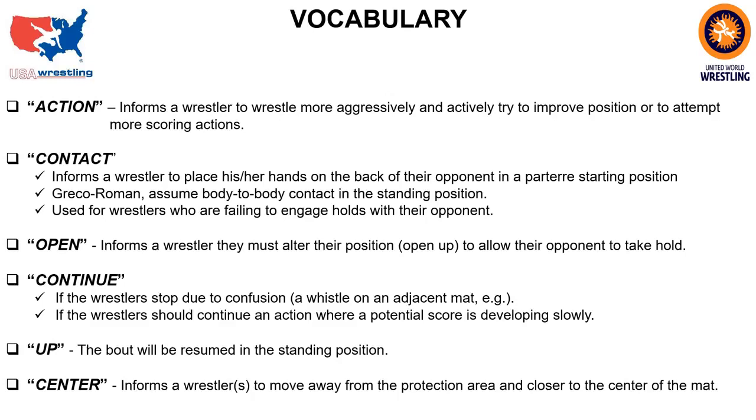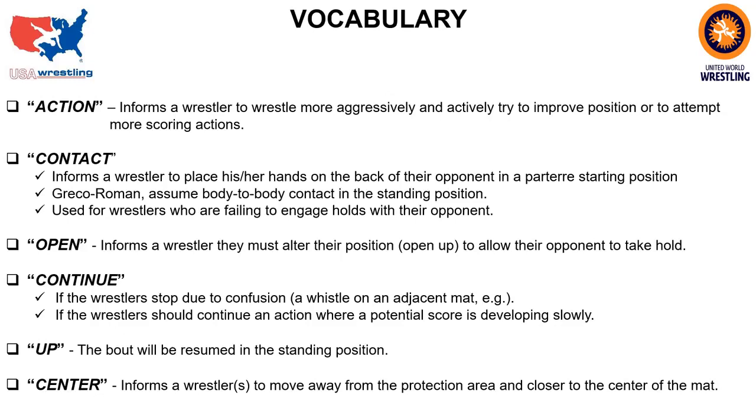Contact. Contact can be used in one of three ways. The first way is in the ordered parterre position. We get the bottom wrestler set. We bring the top wrestler in. We tell the top wrestler, "contact." We want them to place their hands on the back of their opponent before we blow the whistle.